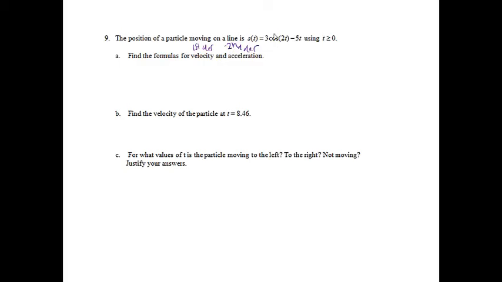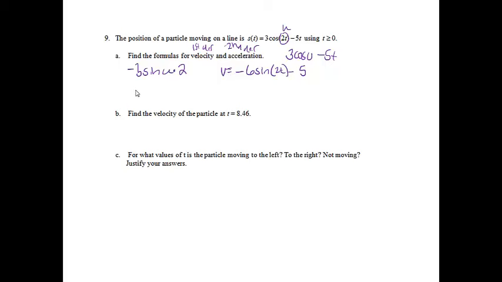Okay, so if I take the derivative of this, I'm actually going to call this u. So this is really 3 cosine u minus 5t. When I take the derivative of 3 cosine u, I'm going to get negative 3 sine u, but then don't forget we have to multiply by the derivative of the u, which in this case will be 2. So that will become negative 6 sine of u, which was 2t, and then minus the derivative of 5t is 5, and that will give us the velocity formula.